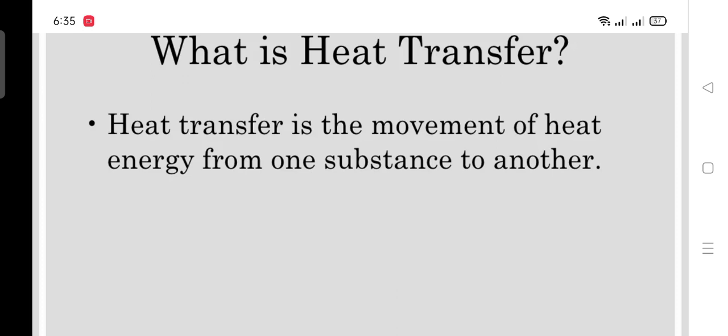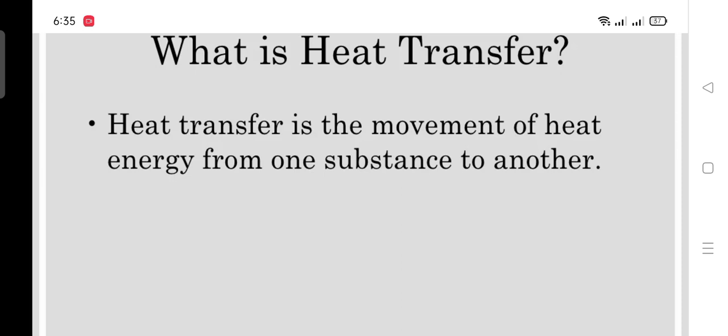Here we are to study about the transfer of heat and different types of transfer of heat. Students, in previous classes we studied what heat is, what the nature of heat is, and what the characteristics of heat are. In today's class we study heat transfer. Heat transfer is the movement of heat energy from one substance to another substance.